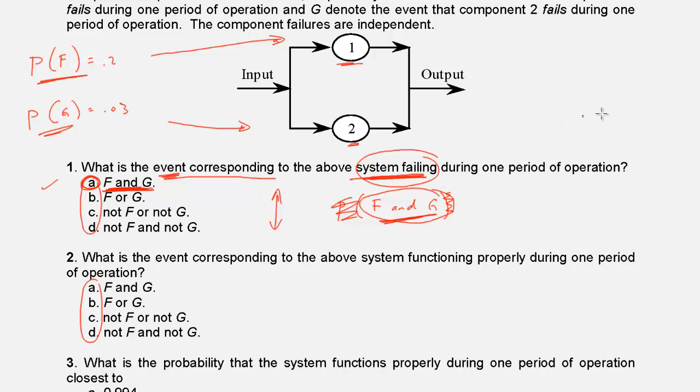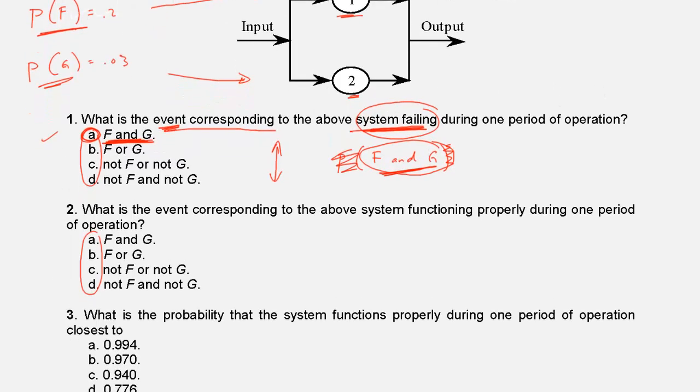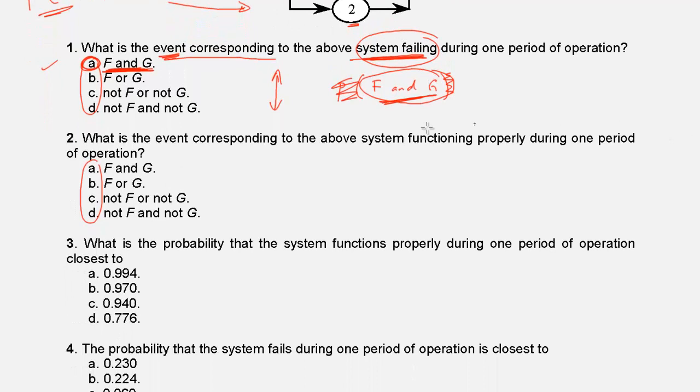Now that one's not really a big deal, and neither will question number 2 be a big deal that we didn't have the multiple choice, but it becomes more complicated later on. Let me show you with question number 2 what happens. It says, what is the event corresponding to the above system functioning properly? So in order to function properly, we need either one of the engines to work, or both of them work.